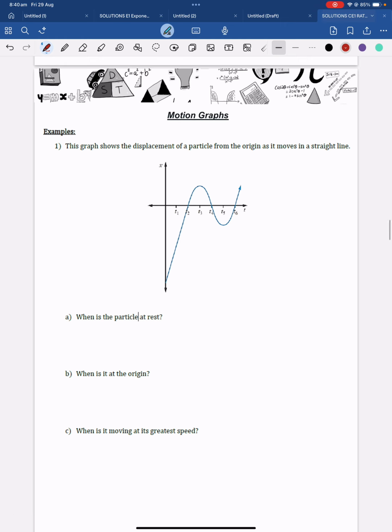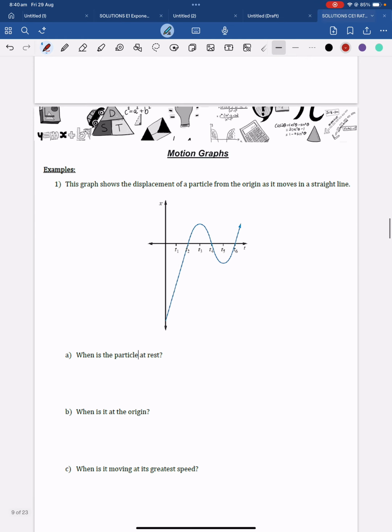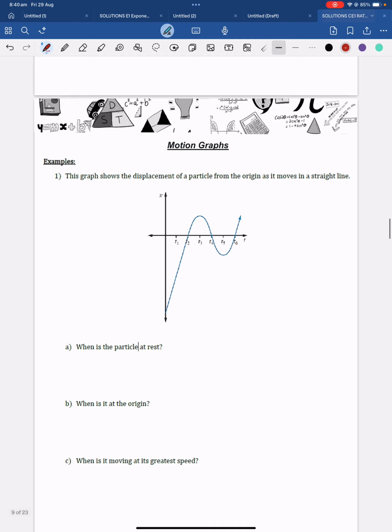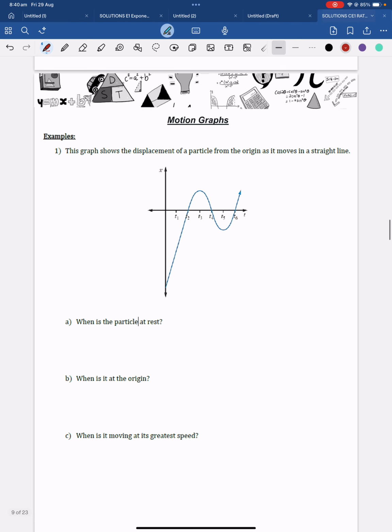Let's just have a look at a couple of motion graphs. So it says this graph shows displacement of a particle as it moves in a straight line. So this is the position of the particle. And we've got time on the x-axis and displacement on the y-axis. When is the particle at rest? Remember, at rest means where the first derivative is equal to 0. Okay? So we know that when we're looking at a graph, the first derivative is equal to 0, that's the gradient is 0. So I can read straight off there, that's my turning points. So I say at T3 and T5.